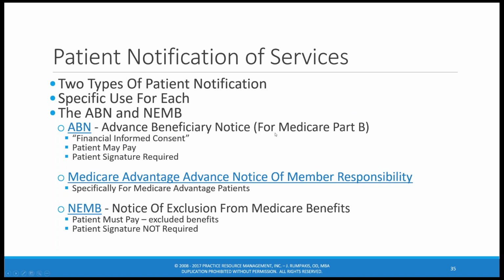And you can use it for some commercial insurance carriers as well, although you'll need to adapt the form for those purposes. Never use an ABN for Medicare Part C. Any Medicare Advantage plan has its own version of an ABN, and you have to use each carrier's own version of their notice of member responsibility, okay, not an ABN. So what does an ABN look like?